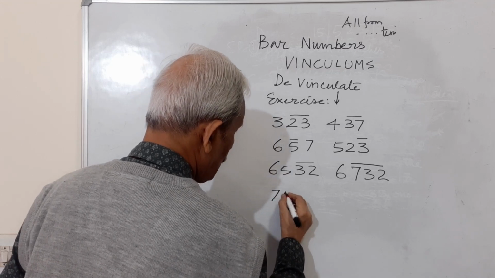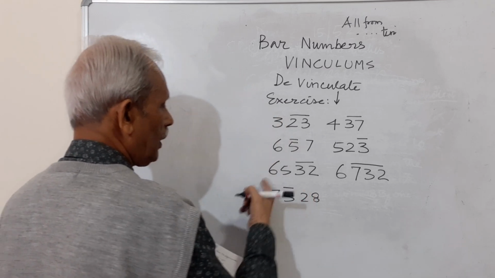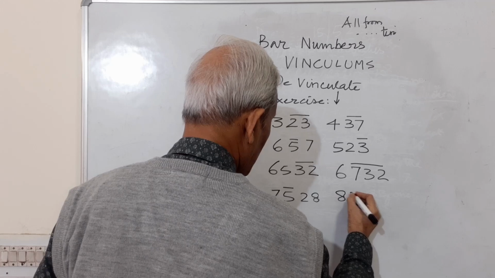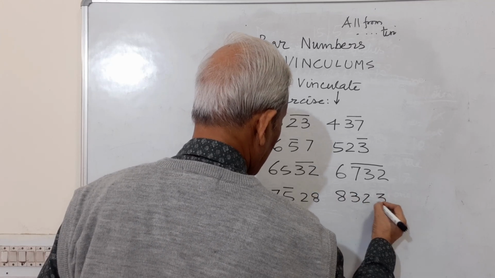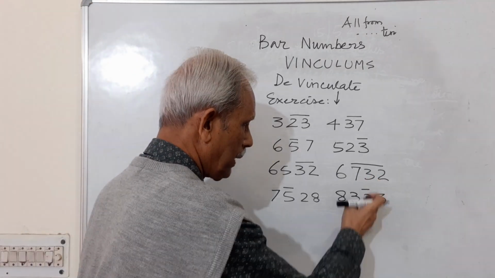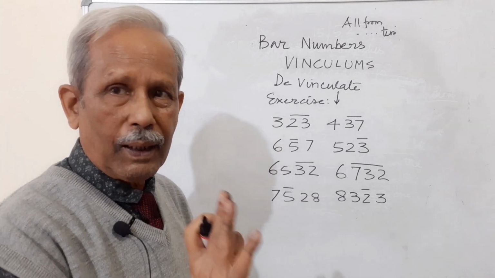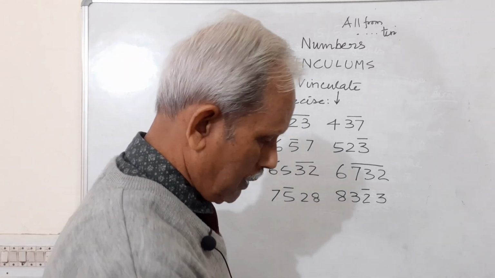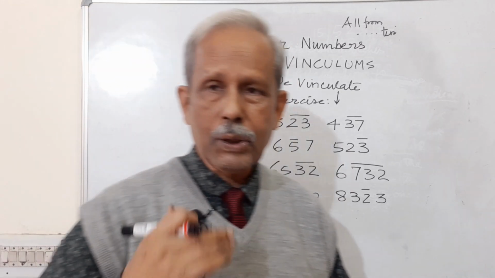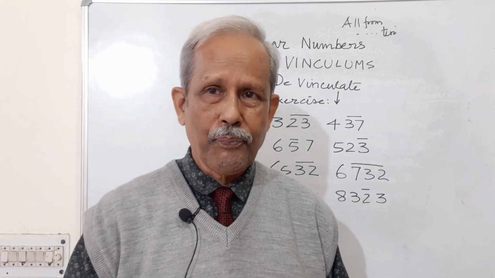Here 7, 5, 2, 8. Only this will become devinculated because all numbers are normal. This is vinculated. 8, 3, 2, 3. 2 is to be devinculated. So you will reduce it from 10 and reduce this number by 1. All others as they are. Are you getting my point? So do practice these things, so that you can really get an understanding about this concept of bar numbers or vinculation, vinculums.